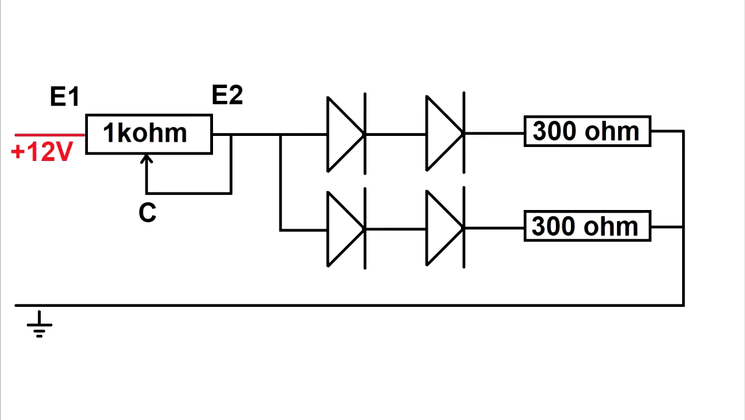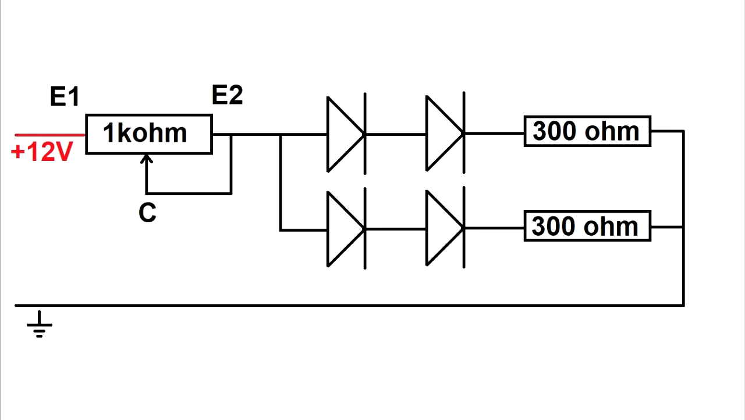So now we're going to start to create the circuit to illuminate the external panel light. We have two couples of LEDs with a 300 ohm resistor. Each couple are in parallel. We have a 1 kilo ohm potentiometer to adjust the brightness.